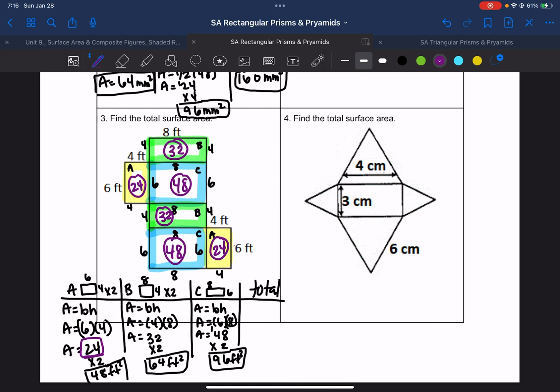Now all I have to do is add 48 plus 64 plus 96 to get my final answer. Okay, 6 plus 4 is 10. 10 plus 8 is 18. 6 plus 4 is 10. Plus 9 is 19, 20. Okay, let me just check to make sure that I did this correctly. Yes, so 208 feet squared. This is our final answer.